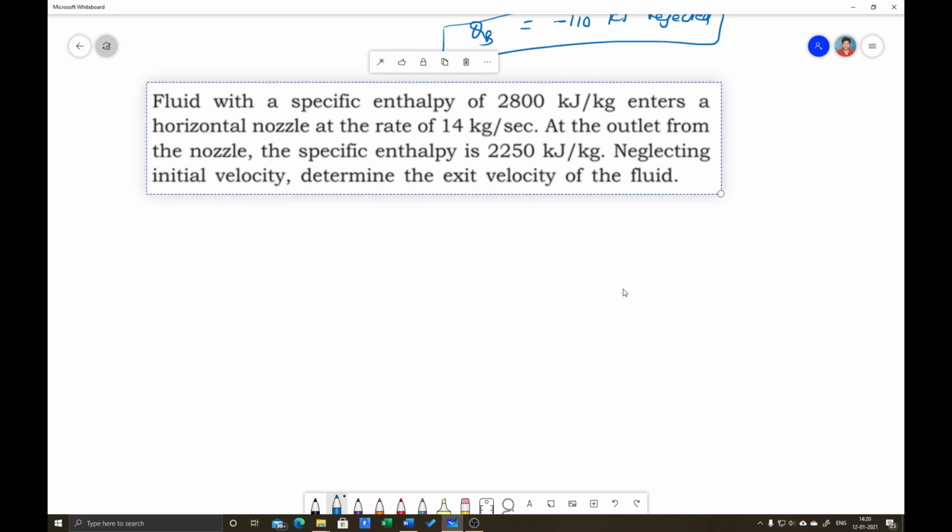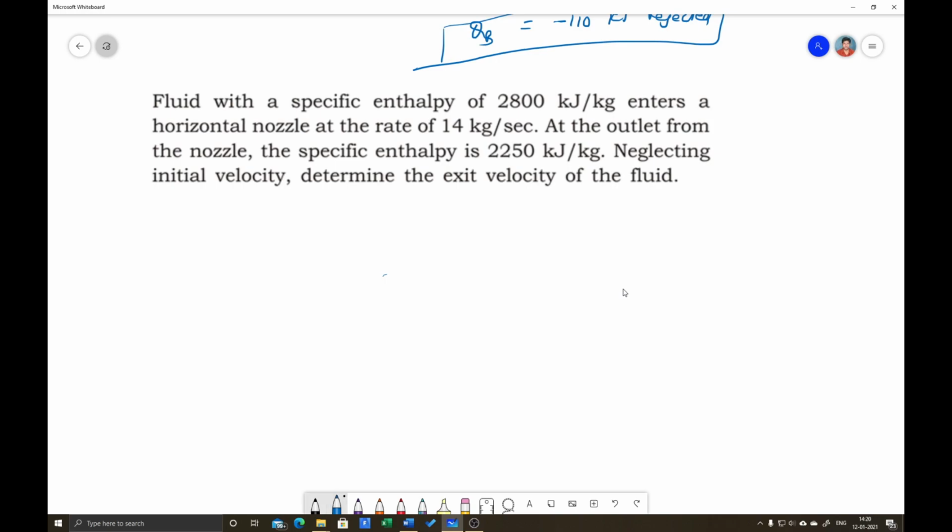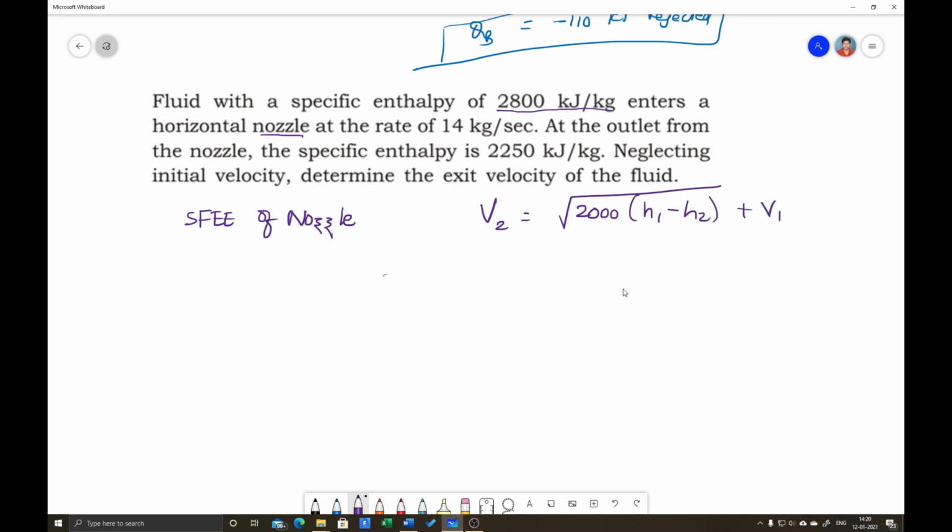So here there is a fluid with specific enthalpy of 2800 that enters a horizontal nozzle. So this is a nozzle problem. So here the topic is SFE of nozzle. You can remember the formula, which is V2 is equal to square root of 2000 into H1 minus H2 plus V1 square, or you can derive it from the total steady flow energy equation. So here I am doing it with the help of the formula.